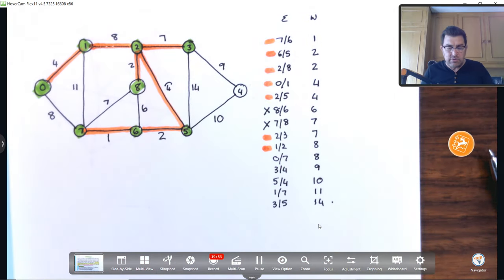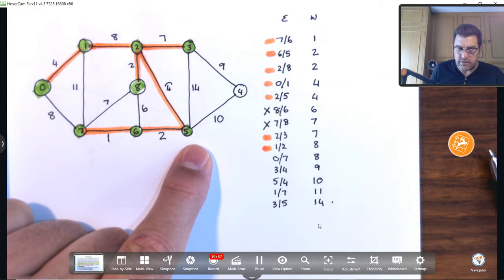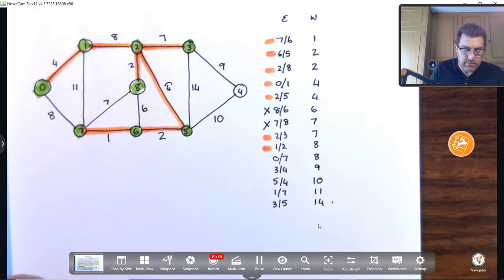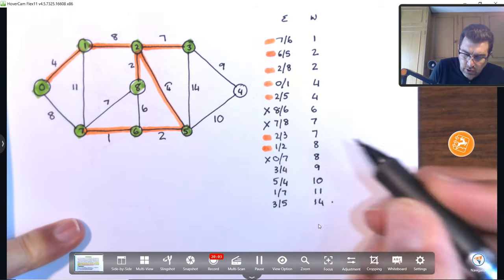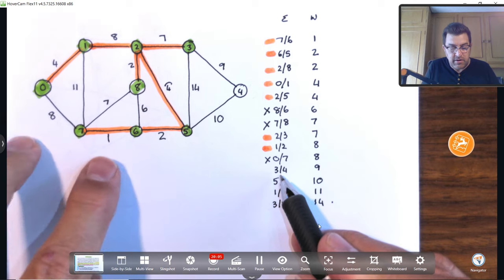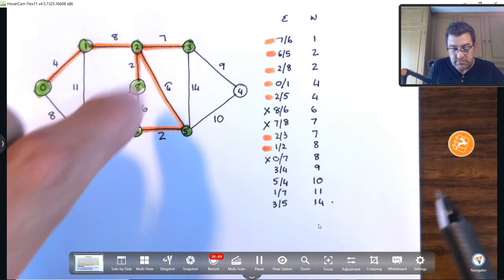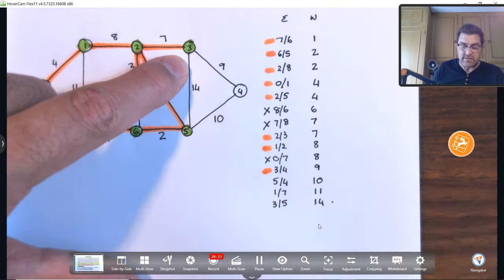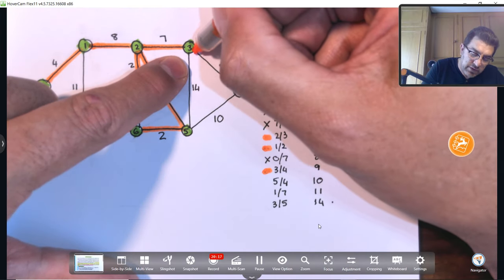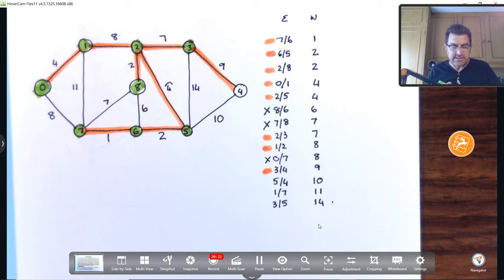The only vertex that is left for us to connect is vertex 4. So I'm not going to use the path 0-7. Am I going to use the path 3-4? Let's have a look. 3-4 is the path that I'm looking for, and it has a weight of 9. So there's my last edge that I am going to select.